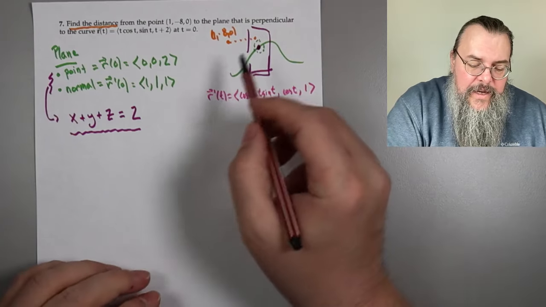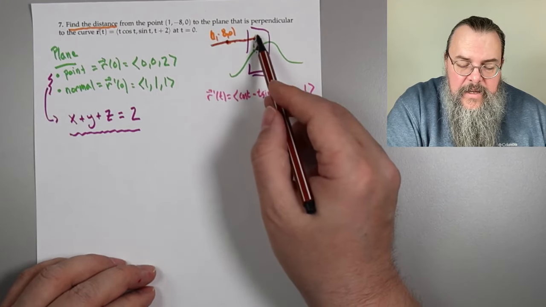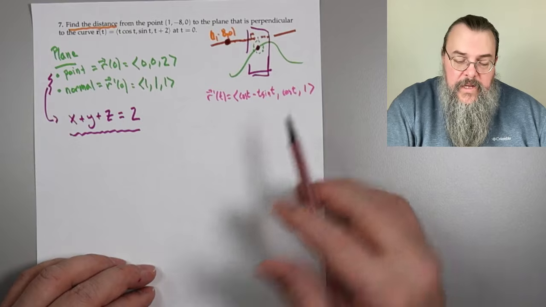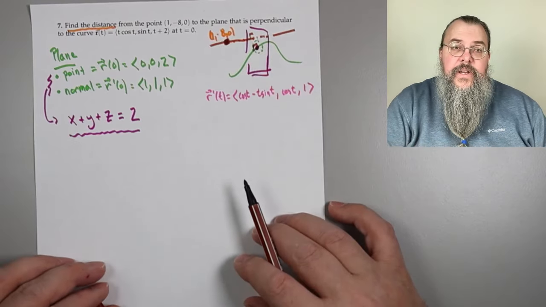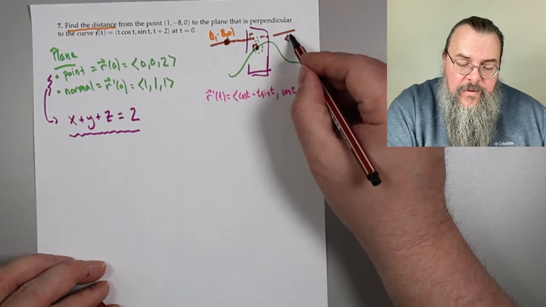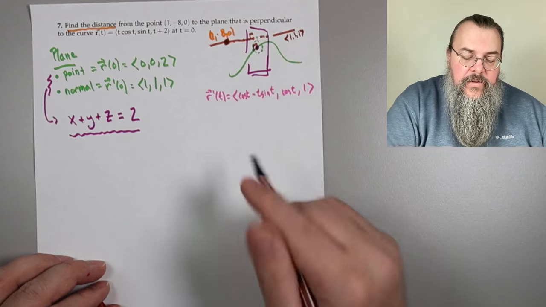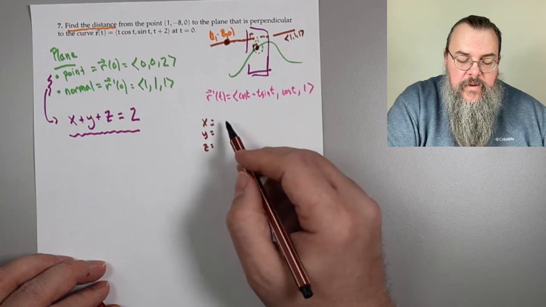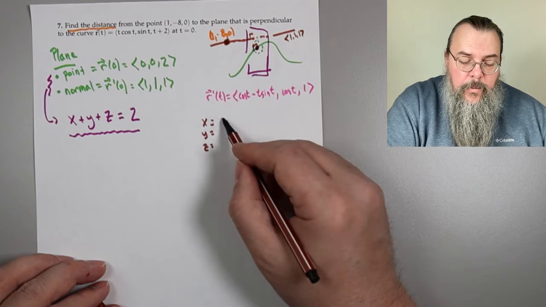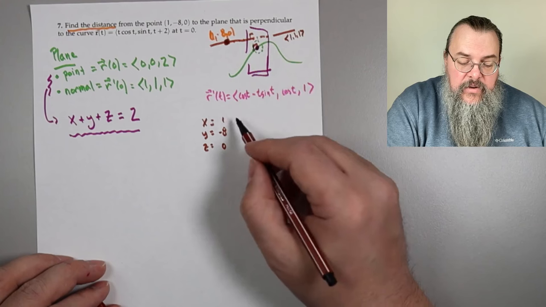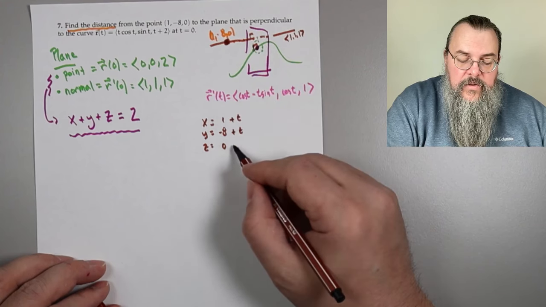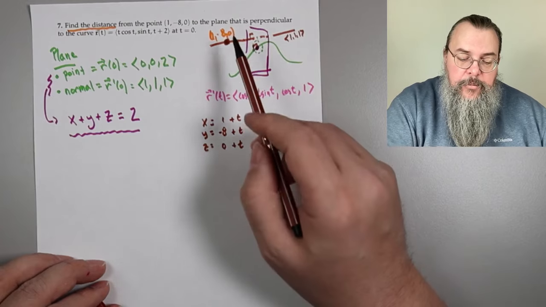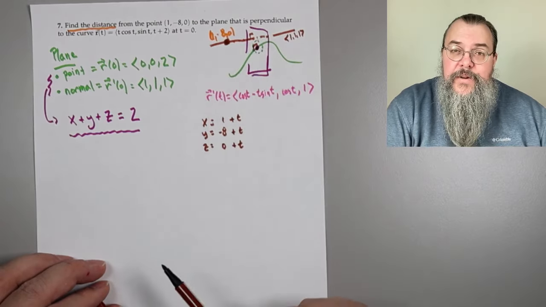I can find the line that goes through 1, minus 8, 0, and would intersect perpendicular, just like how this curve intersected perpendicular. How do I do that? Well, I can use the normal vector as the direction of the line. So I'm going to make a line in parametric form, and it has the point 1, minus 8, 0, and has the direction of 1, 1, 1. So x equals 1 plus t, y equals minus 8 plus t, and z equals t. That passes through the point, and it's perpendicular to the plane.